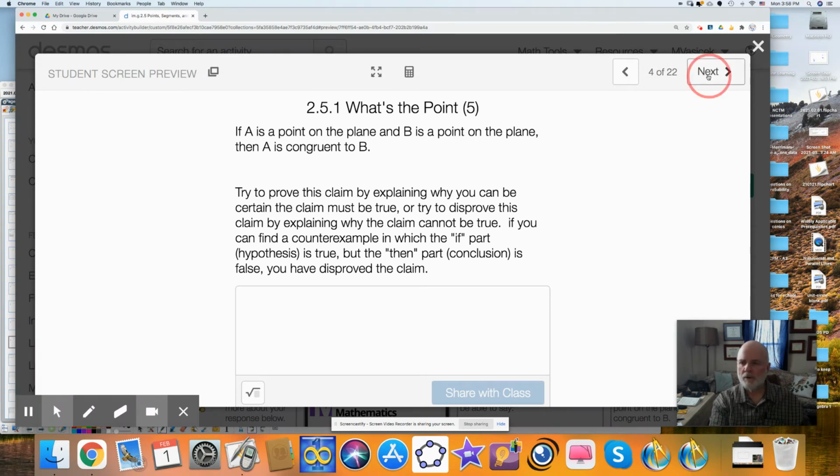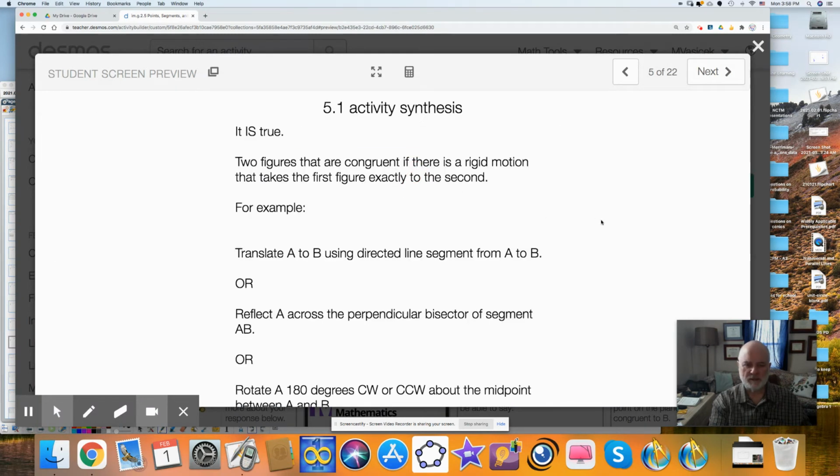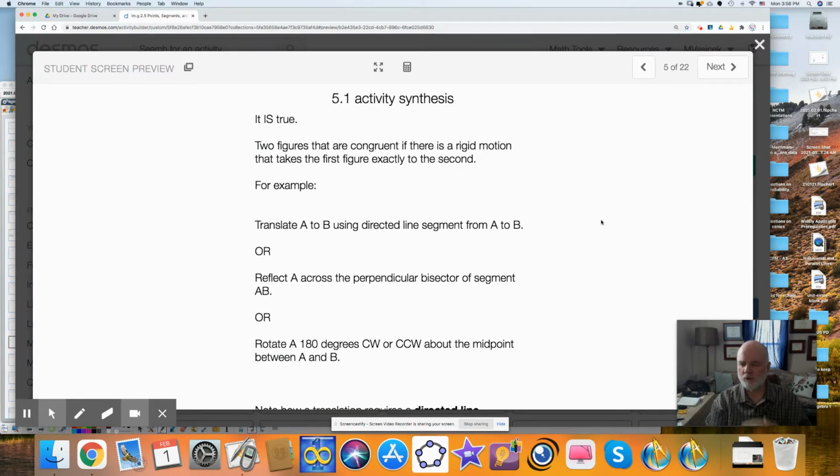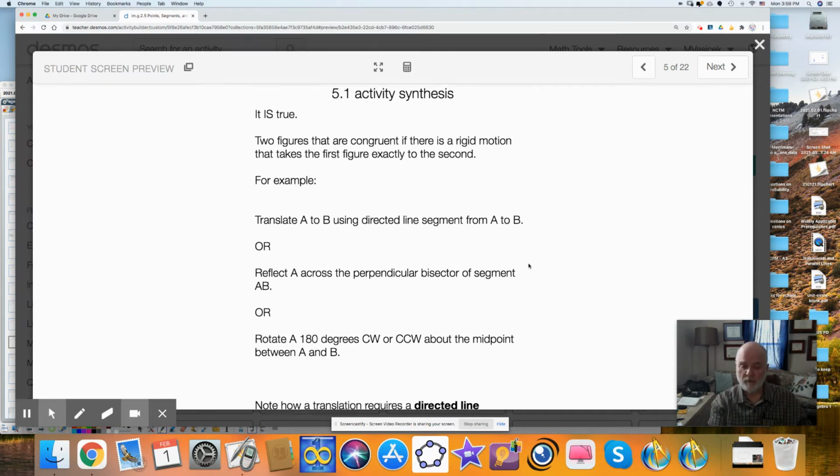So, going to the next page, activity synthesis. It is true. The two figures are congruent. Two points, point A and point B in a plane. Two figures that are congruent, there's a rigid motion transformation that takes the one exactly to the second one. For example, translate A to B using a directed segment from A to B. Reflect across the perpendicular bisector, or rotate 180 degrees around the midpoint.